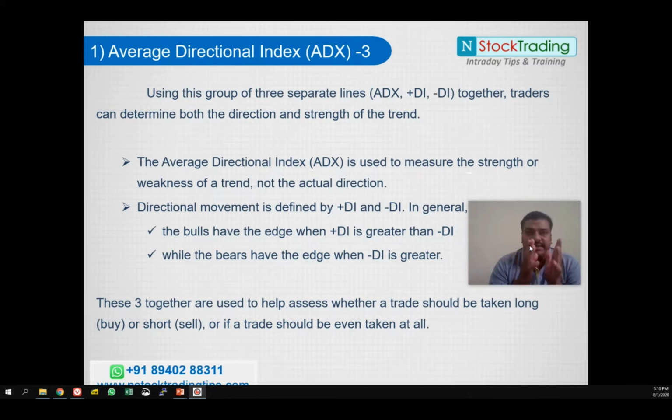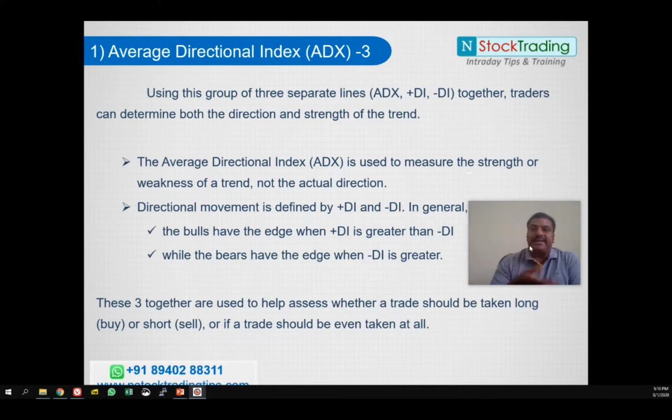It doesn't tell the direction, but it tells the strength of the trend, whether it is a strong trend or a weak trend. In order to know what kind of trend it is, whether it is a bullish trend or a bearish trend, we get to know by the plus DI and the minus DI indicators.